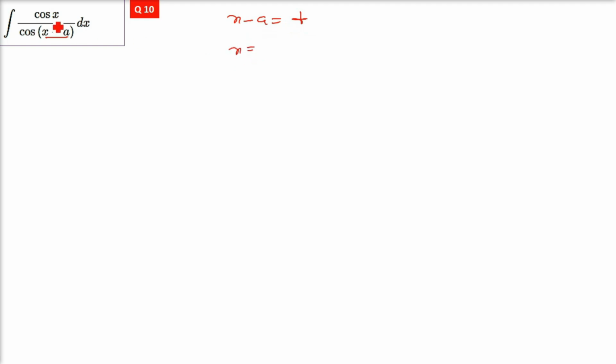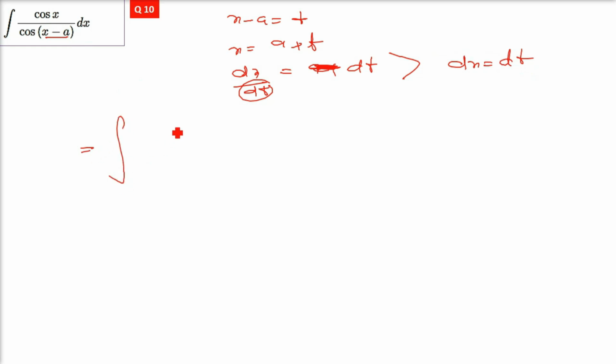Let's see. x minus a equals t, x will be equal to a plus t. Now differentiate both sides. So you will get dx equals dt, because a is a constant and because we are differentiating with respect to t, dx by dt equals 1. So dx will be equal to dt. That we are going to use just now. How about this cos x? See, x is a plus t, so cos of a plus t it will be. This x I have just written for your sake. You just need to eliminate it. Same here, cos x.